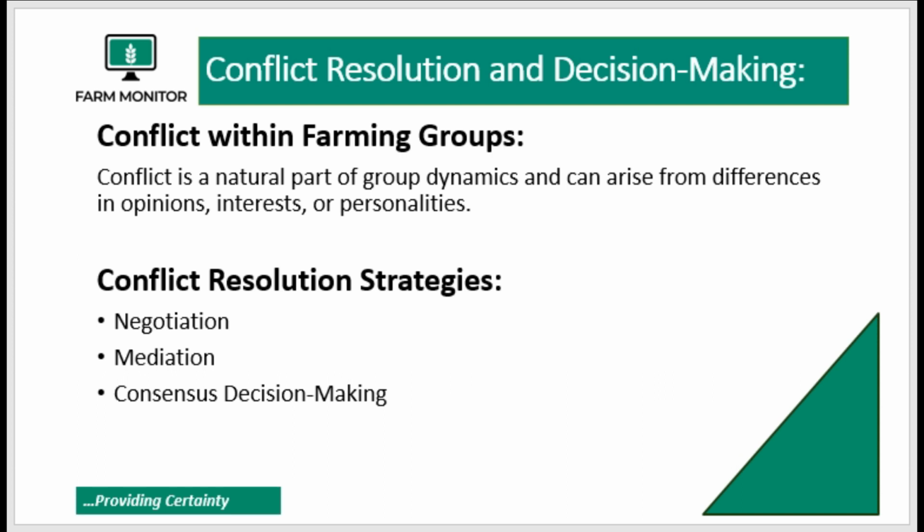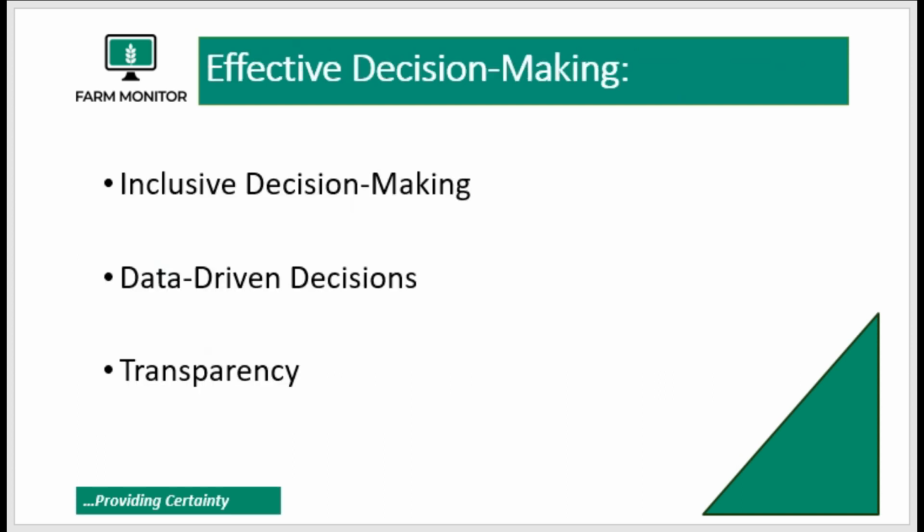And then there is consensus decision making. This approach involves seeking agreement from all members, ensuring that everyone concerned is considered and everyone is carried along. And that leads us to talk about effective decision making.